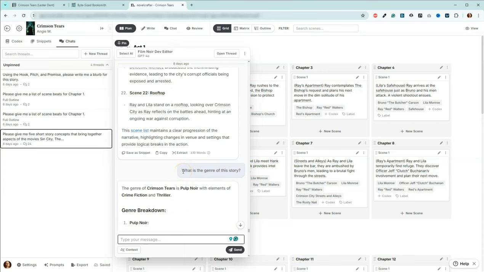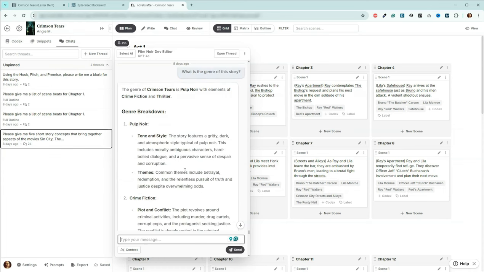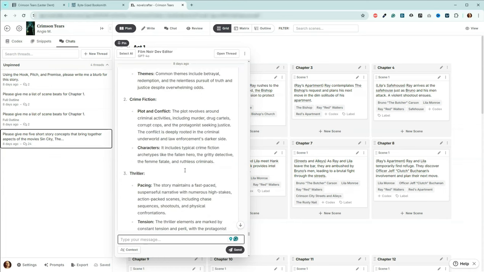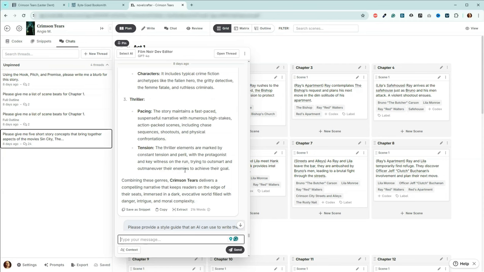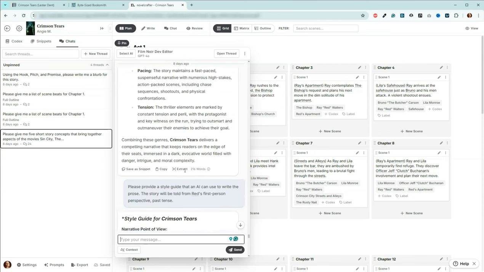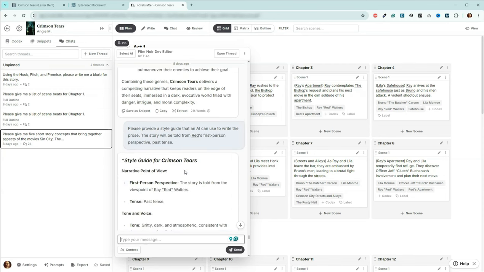And so the next question was, what genre is the story? Because I wanted to fill out this genre box. In this case, it's a pulp noir crime thriller, and that's what I went ahead and put in there. And then I also asked it to provide a style guide that the AI can use to write the prose, because I like to have the AI take a stab at it and then I edit the crap out of it. That's how I like to work.